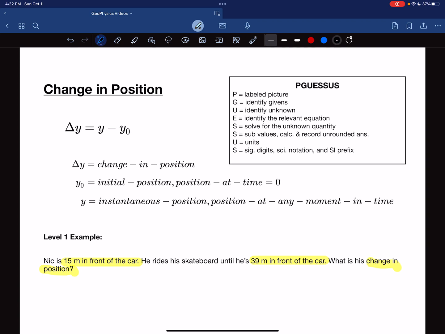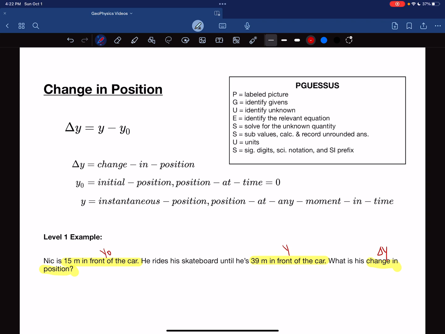We can highlight or label this information as we go. We've got 15 meters in front of the car. That looks like the initial position, so we might label that y0. Later he is at 39 meters in front of the car, so that's y, and we are looking for his change in position, delta y. So just as we're reading, we can highlight, identify, and label the information.